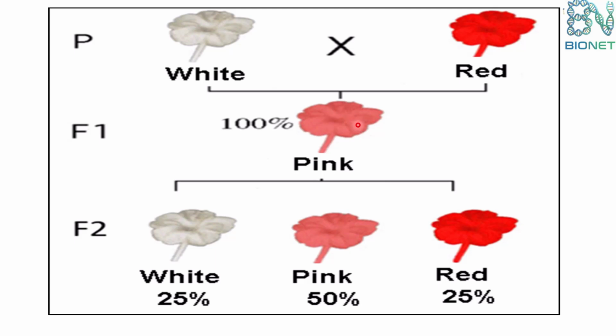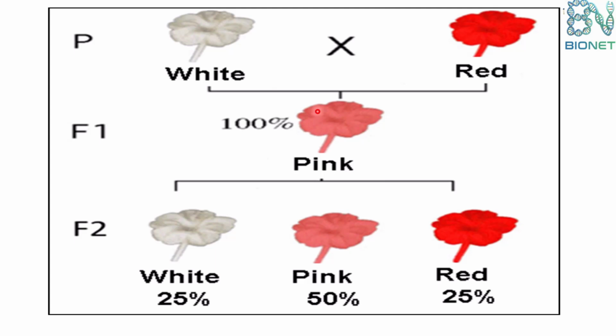We don't have a phenotype dominant over the other or an allele dominant over the other. The allele white and the allele red, when they are present together in the genotype, lead to the formation of a third intermediate phenotype. So the appearance of a third phenotype intermediate between the parental phenotypes indicates that this is the case of incomplete dominance. So the hybridization here, white cross red, gives the pink, which is the intermediate phenotype.